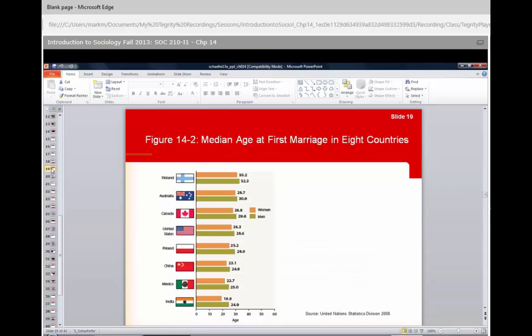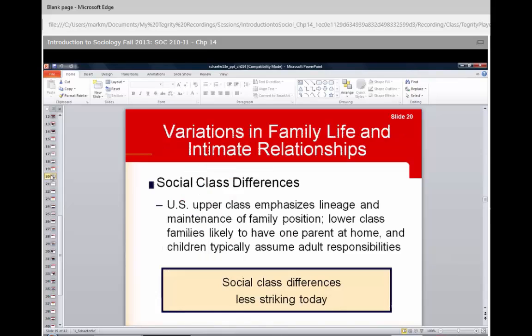All right, so first, age at first marriage, rather, here in 8 countries, and you can see for both women and men, the United States is about middle in there, so 26 for women, about 28.5 for men, at first marriage.